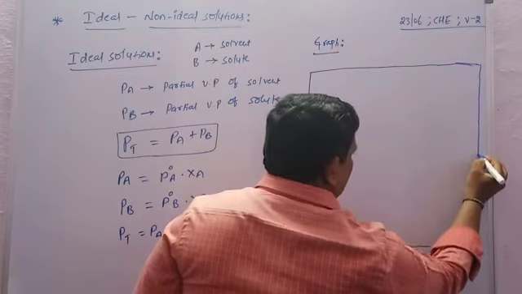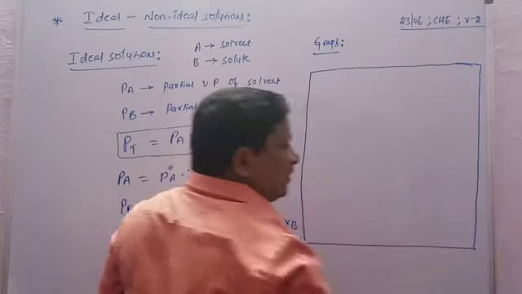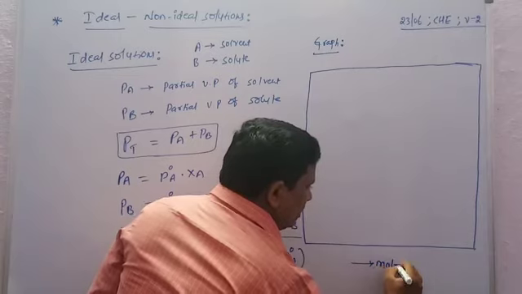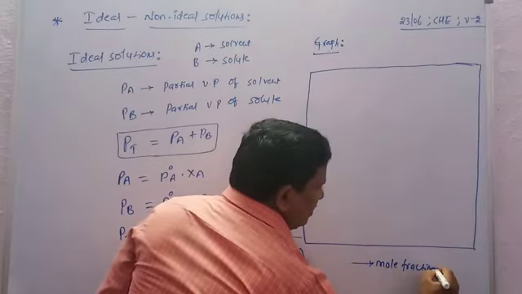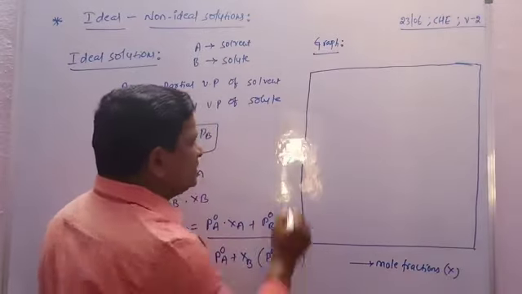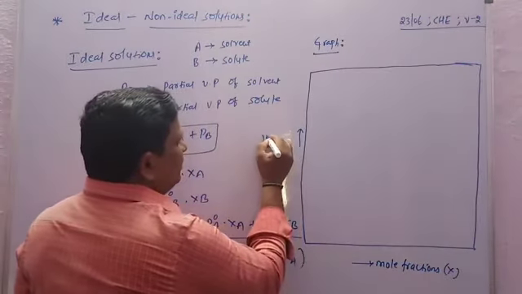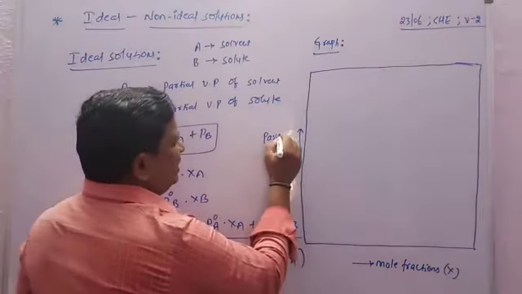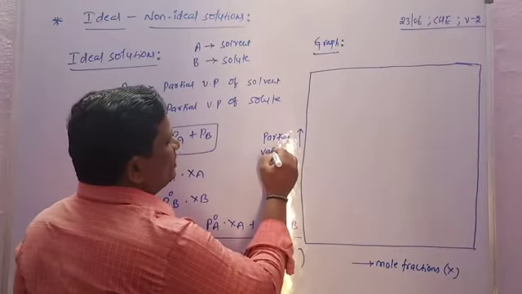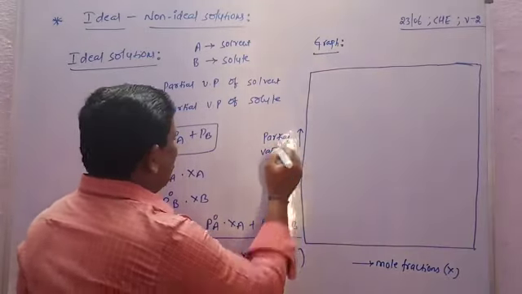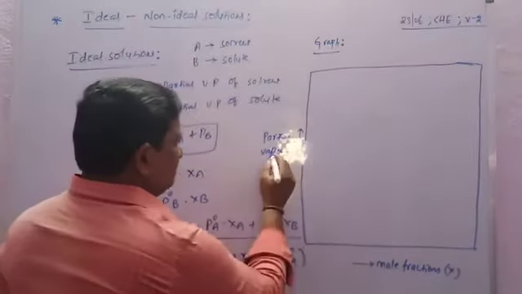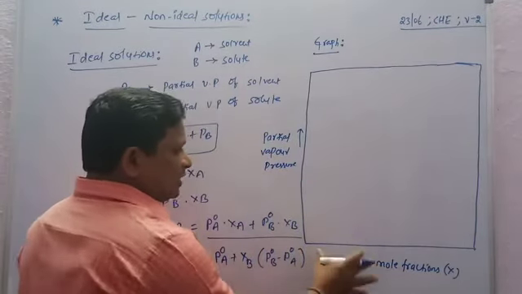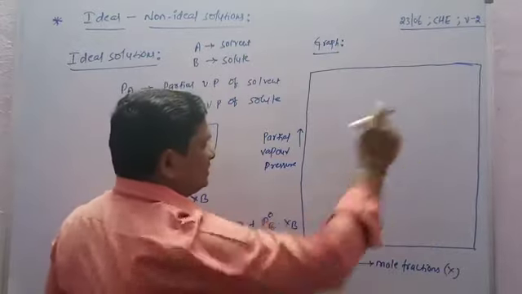So it is a graph drawn between partial vapor pressures and mole fractions. Mole fractions are taken on the x-axis, and these are the partial vapor pressures on the y-axis.